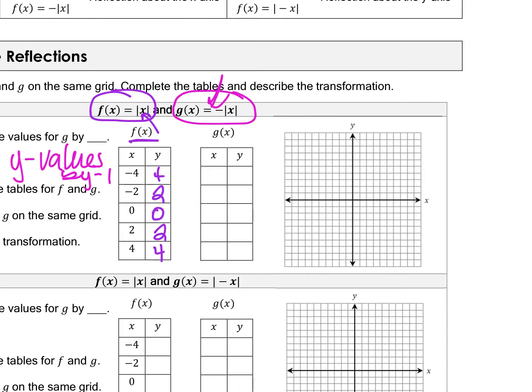So I'm going to go ahead and plot those. -4, 4. -2, 2. And if you don't remember, your absolute value parent function is a V, and it crosses at 0, 0. So we need to connect those points and draw arrows. So there's my function f, which is my parent function, absolute value of x.